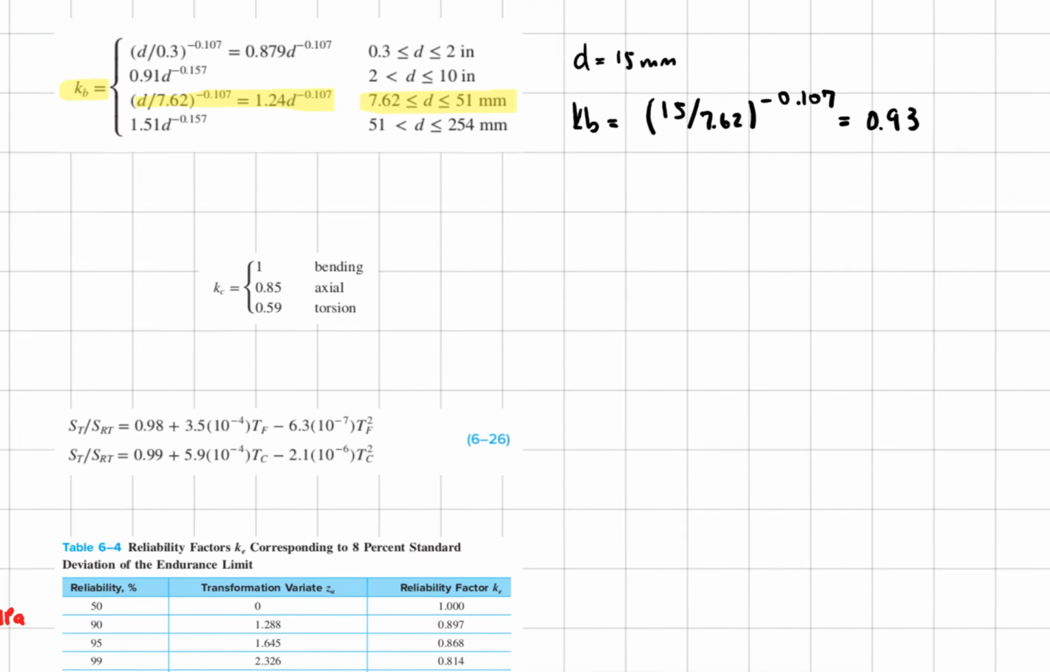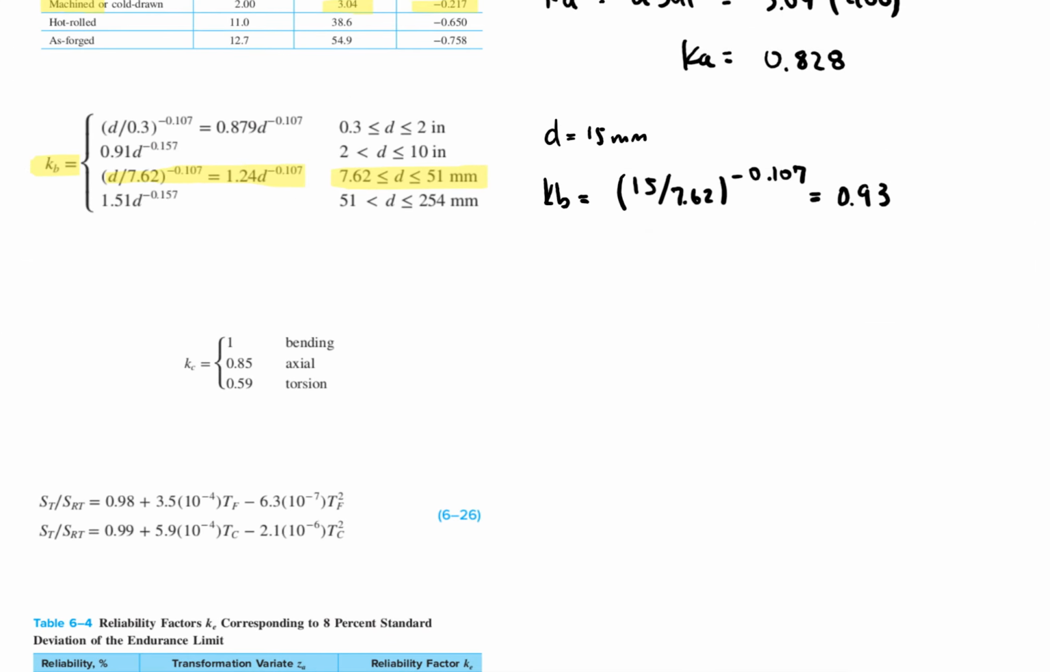Kc is the type of loading. So this is under bending. It's not pure bending, there would be some shear, but like I explained in class, we barely ever consider that, because most of the shafts that we deal with are longer than wider, so that transverse shear is almost not going to contribute to anything. So bending means that Kc is equal to 1.